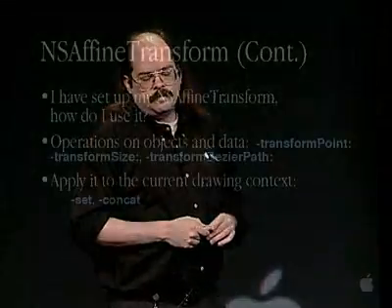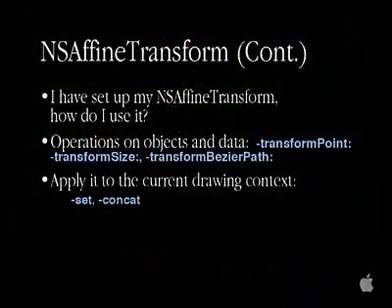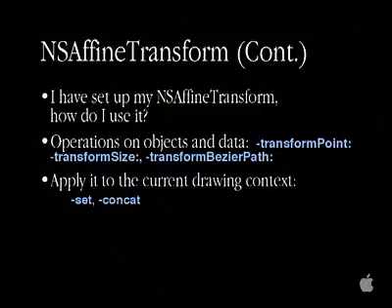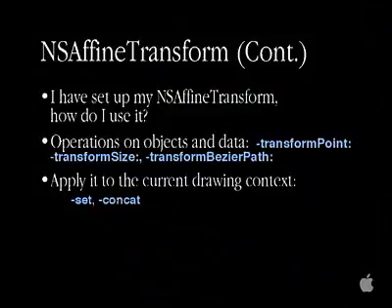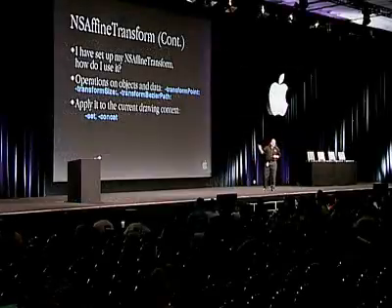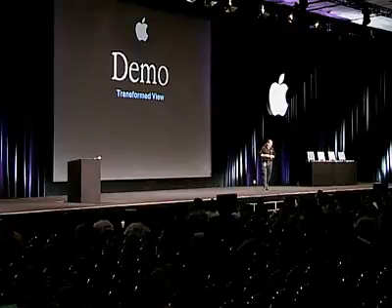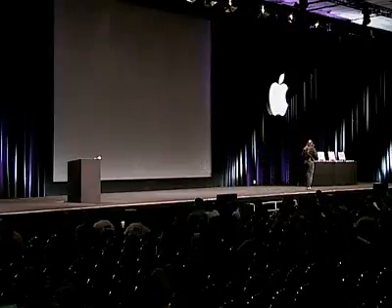So if I have an affine transform, how do I use it? Well, there's a couple of things you can do with an affine transform that I'll show you shortly in the demo. You can take a point, run it through a transform, and find out what the point is in the new coordinate space. You can take a Bezier path and say, here's a transform, make all your points go through this, and get back to me when those are all done. And we can make it the current transform for the drawing context using set or concat. And now I'm going to show you the effects of a transformation.